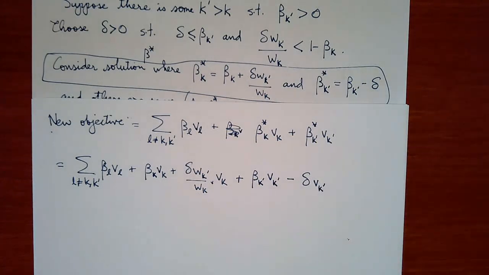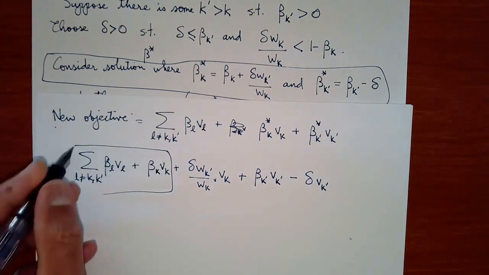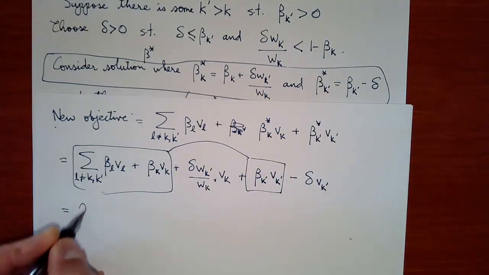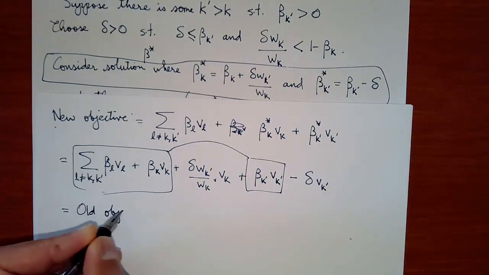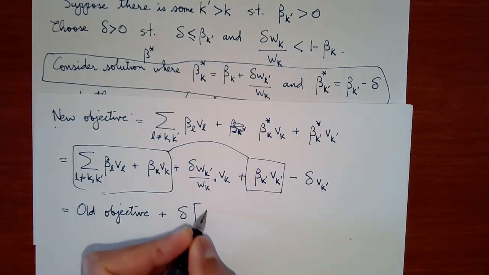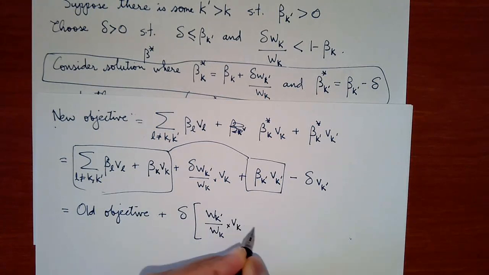Where's the contradiction now? This is the old objective, right? So this is the old objective plus delta times wk prime divided by wk times vk minus vk prime. Where is the contradiction?